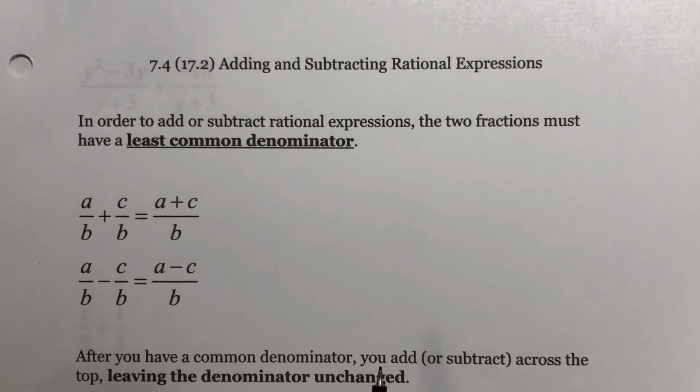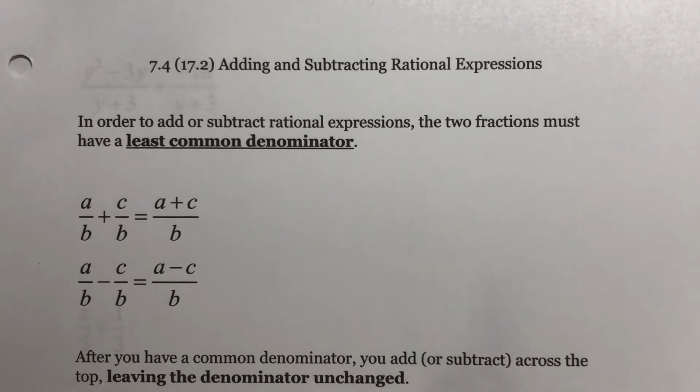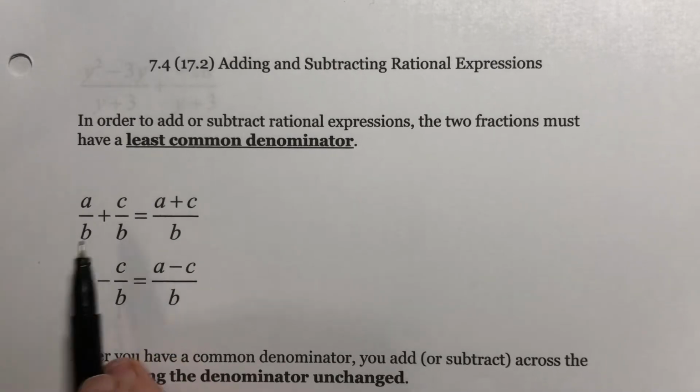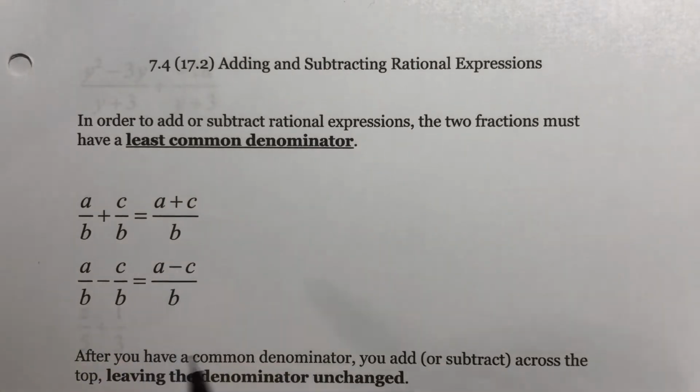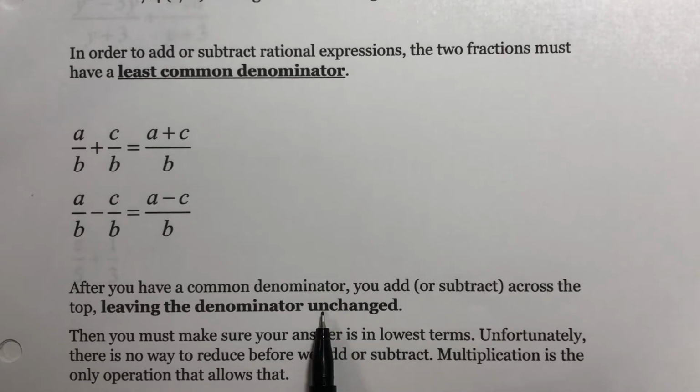Right, this is section 7.4, adding and subtracting rational expressions. In the last section, we talked about how we found a least common denominator, and we talked about rewriting them a little bit. Our addition and subtraction rules with rational expressions are exactly the same as they are with regular numbers. You have to have a common denominator, and then once you have the denominator the same, you add or you subtract across the top, and the denominator does not change.